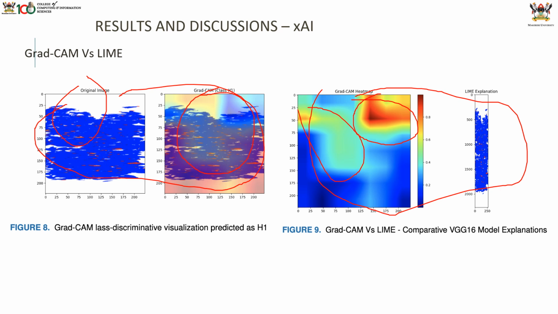But for Lime, which is on the right, we see that Lime works by producing a sparse perturbation, so it perturbs the pixels, and because of that, we see that it struggles to segment and come up with interpretable regions within the HSI dataset.